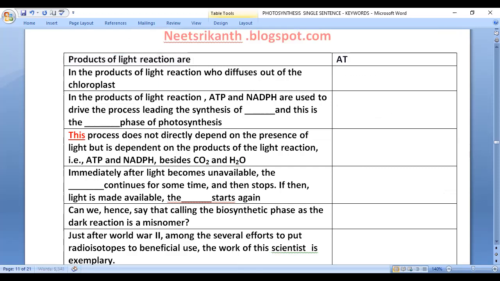Products of light reaction are ATP, NADPH, and oxygen.